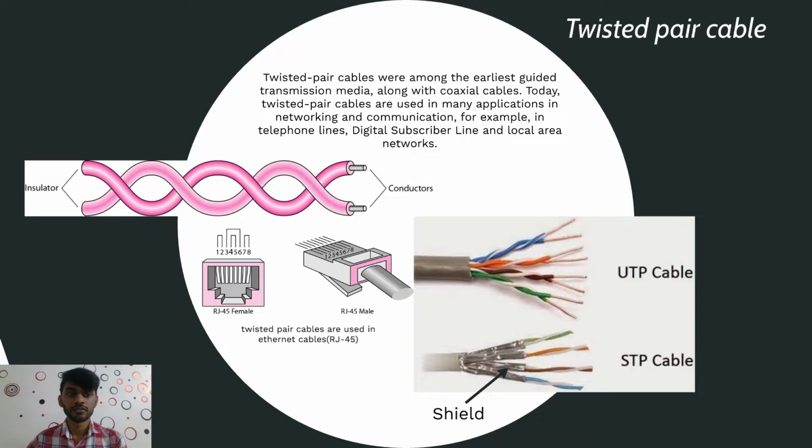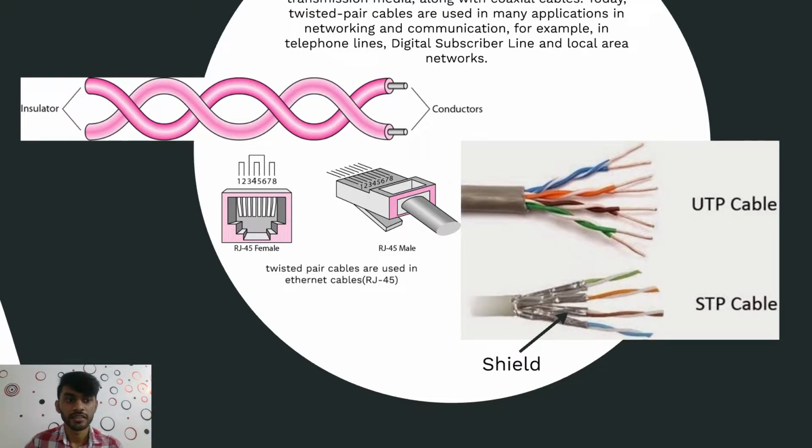First, twisted pair cables were among the earliest guided transmission media, along with coaxial cable. Today, twisted pair cables are used in many applications in networking and communication. For example, telephone lines, digital subscriber lines, and local area networks. Here you can see that twisted pair cables are used in RJ45 cables.